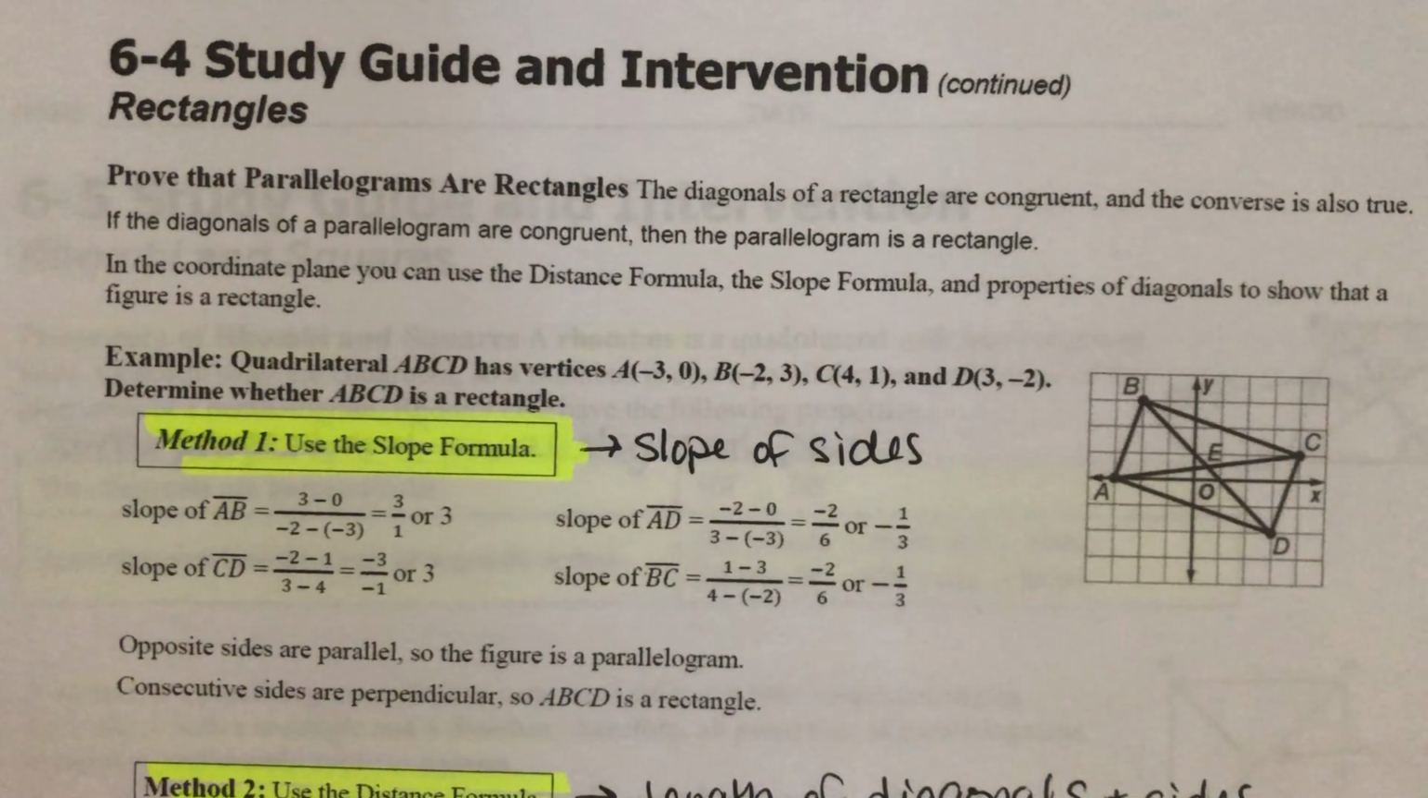Okay, this is part 2 of lesson 6-4. We're still talking about rectangles. Here we're going to talk about how to prove parallelograms are rectangles. So we just talked about the properties of rectangles, and we said they have all the same properties of parallelograms, plus all four corners are 90 degrees, and the diagonals are the same length. Those are the only two extra properties of a rectangle that make a parallelogram a rectangle.